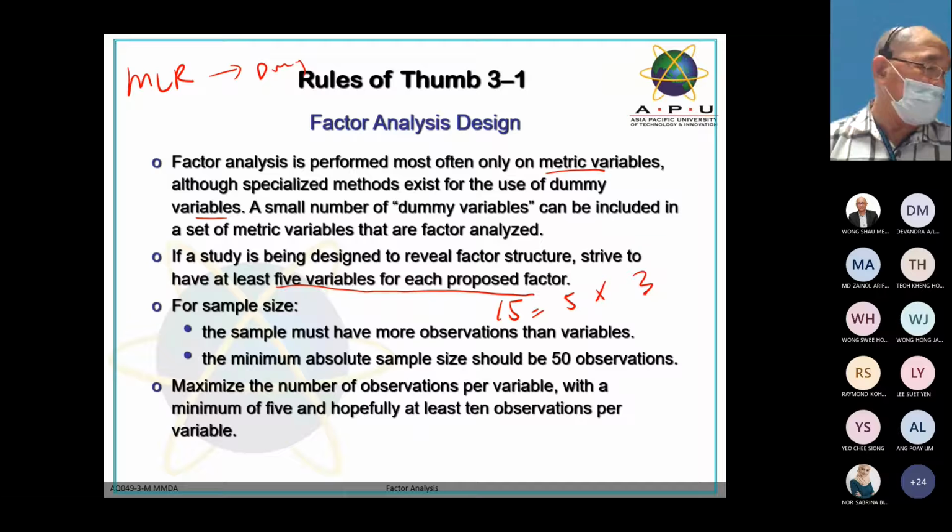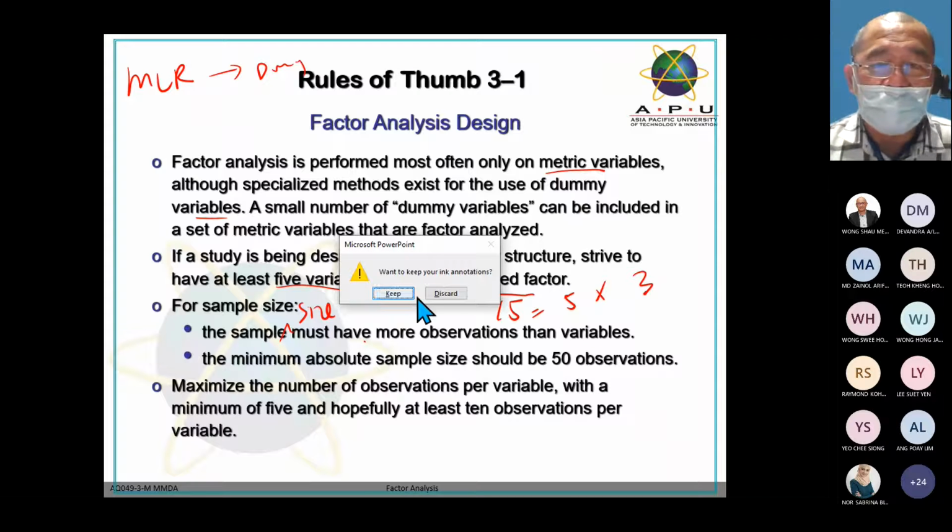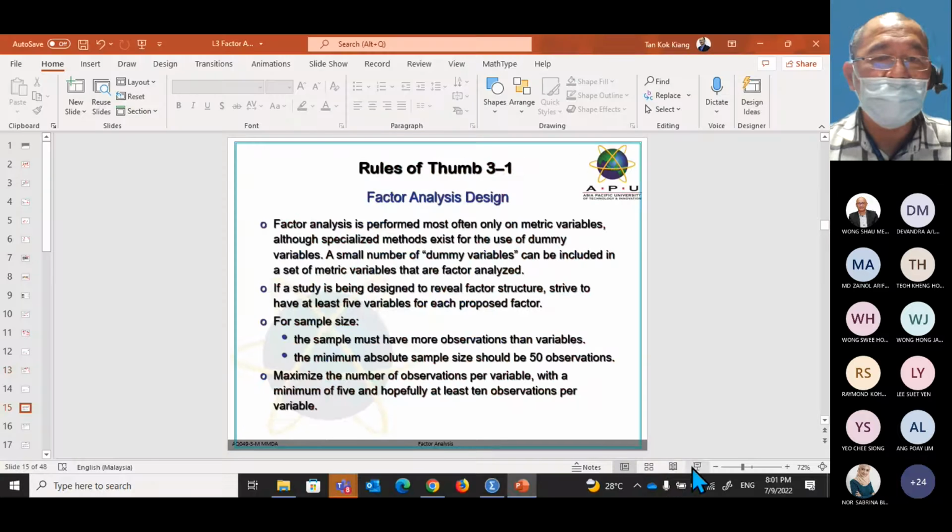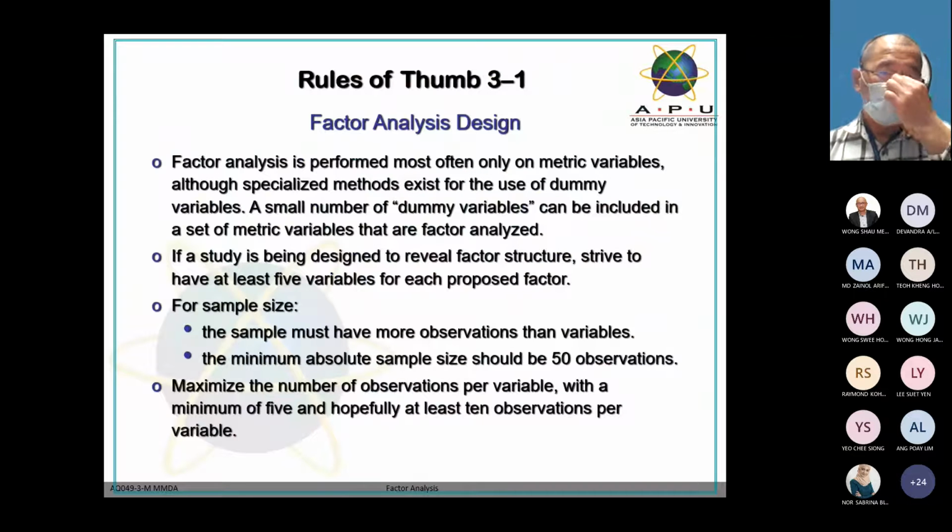Now the sample size. The sample must have more observations than variables, where n is the number of observations and this is the total variables. Remember, factor analysis is one kind of interdependent analysis, therefore there is no independent or dependent variable. The minimum absolute sample size should be 50 or above. Minimum 50.